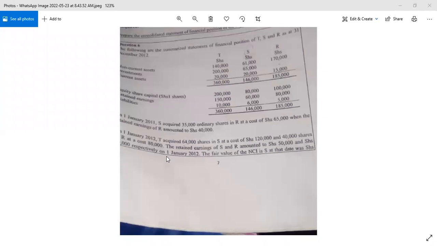Then what else? They say the retained earnings of S and R at that date were 50,000 and let's get this figure, the amount is hidden. Is it 5,000, 60K? What's the amount of R? For S, it was 40,000, I beg your pardon, it is 60,000. So here there was nothing really hidden.